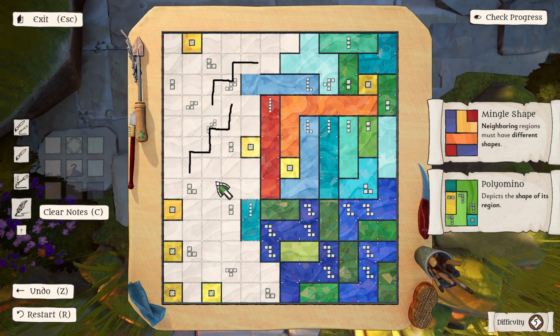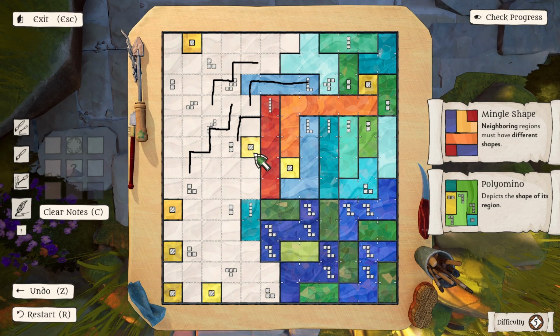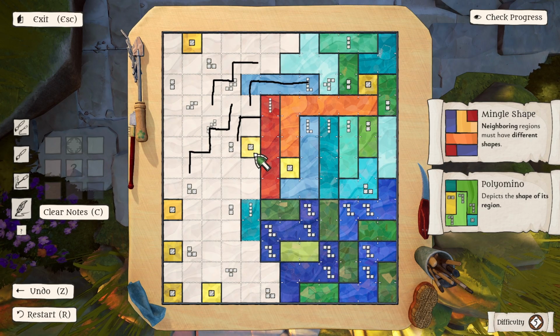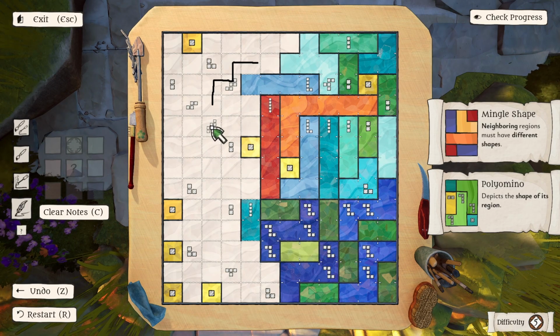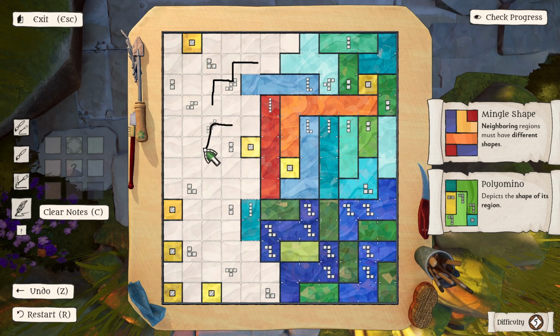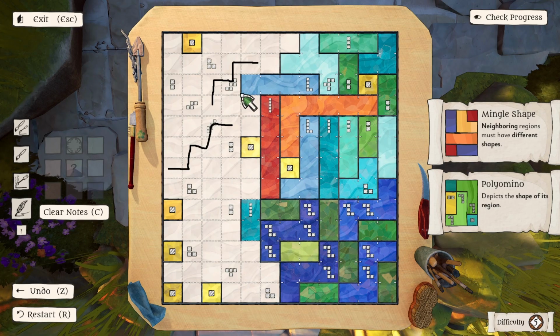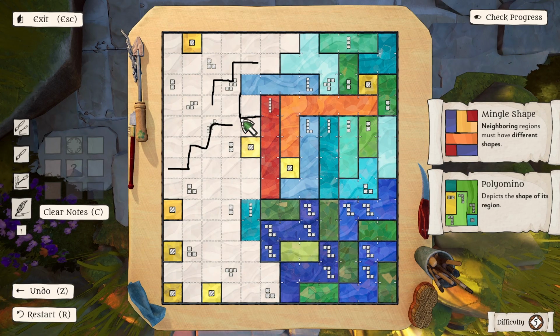That would be fine there. The problem with that would be that this would come to here, and I'd have a 1 next to a 1. Two, 4, 6. And now this would come to here, and I'd still have a 1.